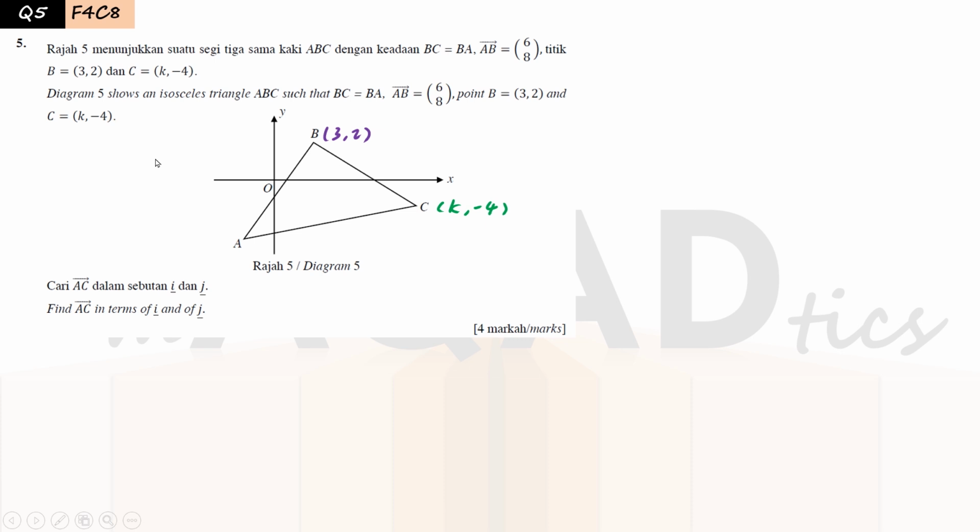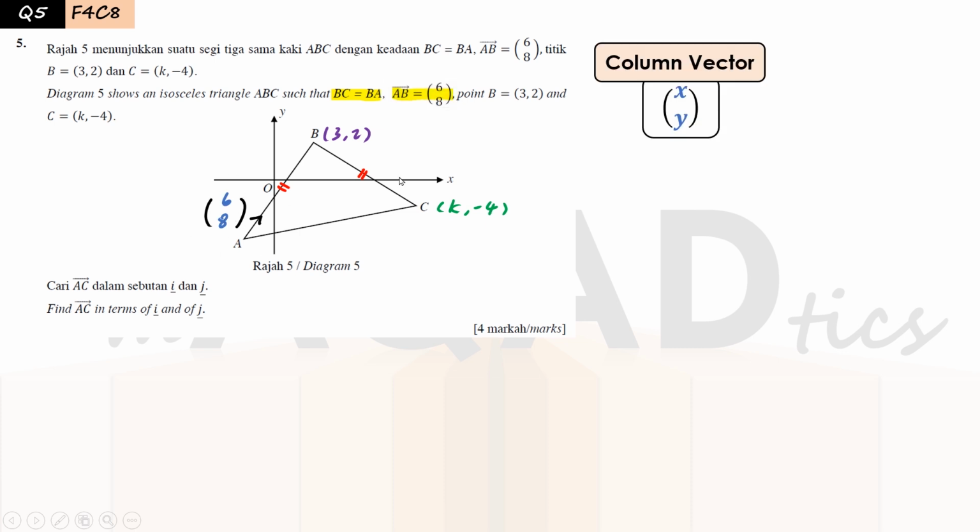Next question focuses on vectors, and here we have an isosceles triangle, which means that the lines BC and lines BA have the same length. Alright, and we are also given the vector to go from A to B, which is this one, and this vector is actually in the column vector format.